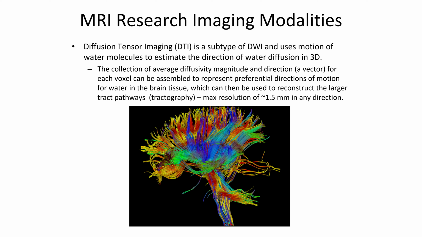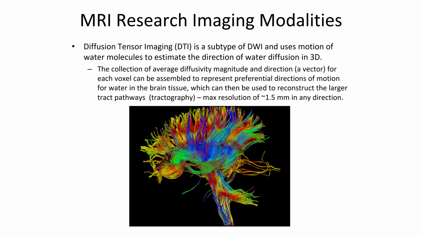So they can average the diffusivity of these water molecules, both their magnitude and direction, and then assemble these little vectors of motion to make these tracks. So it's really cool. It's called tractography. You assemble these vectors into single tracks.